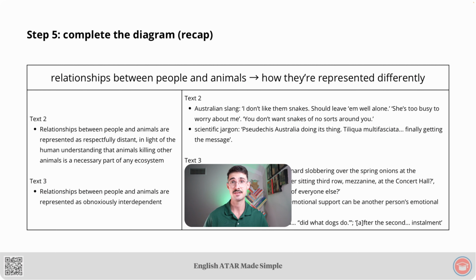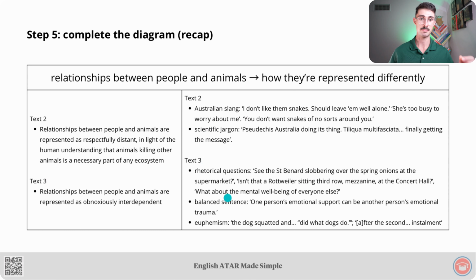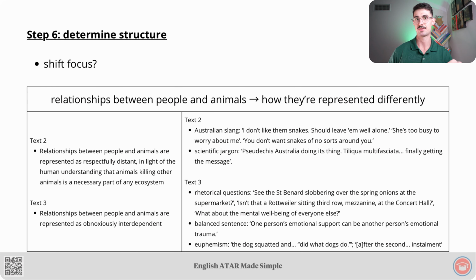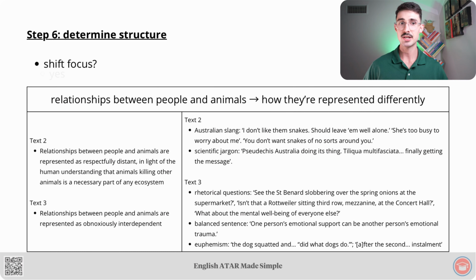Those relationships are represented differently in the text through the use of different language features. In text 2, we have Australian slang and scientific jargon. In text 3, we have rhetorical questions, balanced sentences, and a euphemism. That is our completed diagram. Now let's figure out the structure. What do you think? Are we shifting focus in this response? Yay or no? Hopefully you were thinking we do.